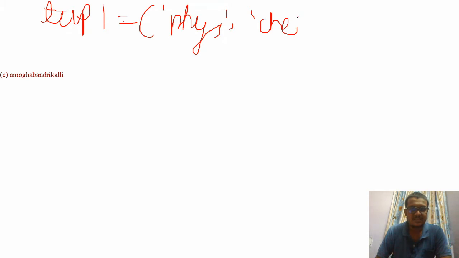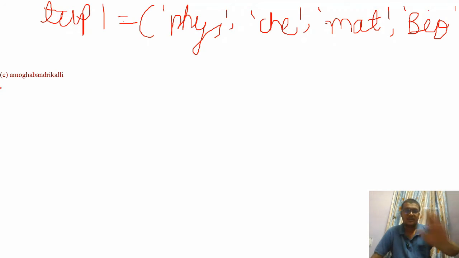Let me take an example for creating a tuple. Tuple one can have physics, chemistry, maths, and bio. So this is the creation of a tuple. You can access it, but you cannot update the things.